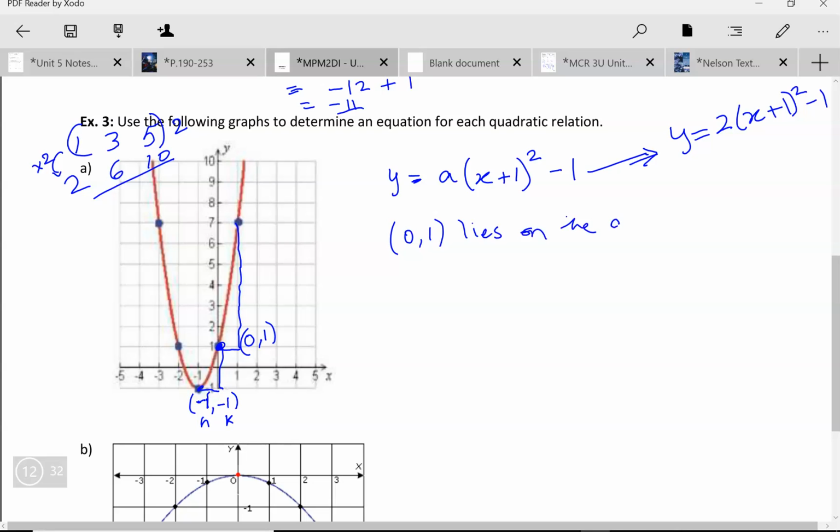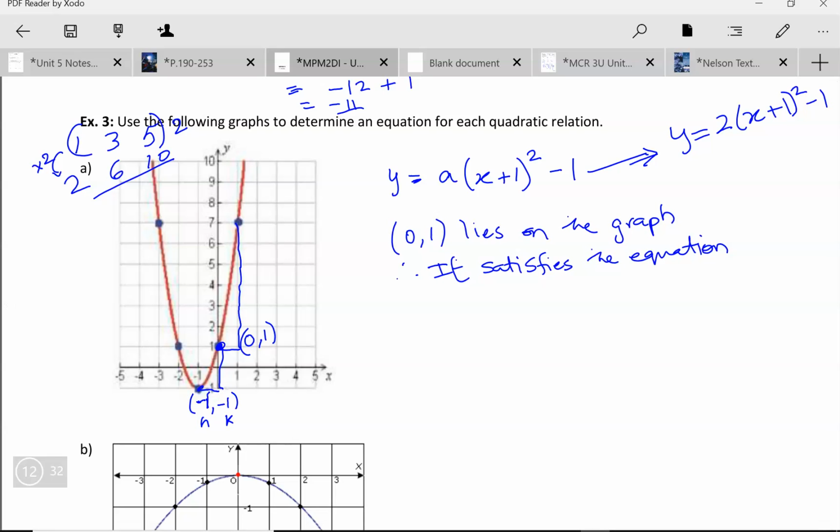on the graph, right? Therefore, it satisfies the equation. So if you put x equals 0 and y equals 1 into this function, you are going to get a value. It looks like on the answer key you are given you can do it by step values as well.